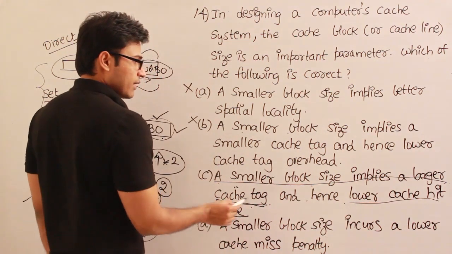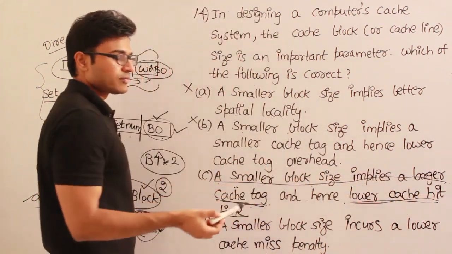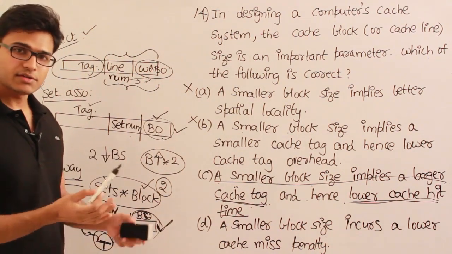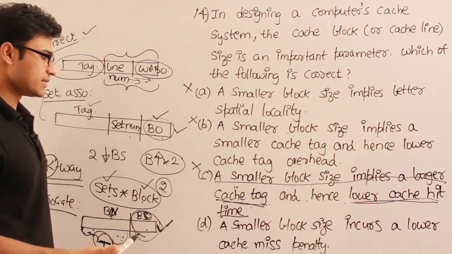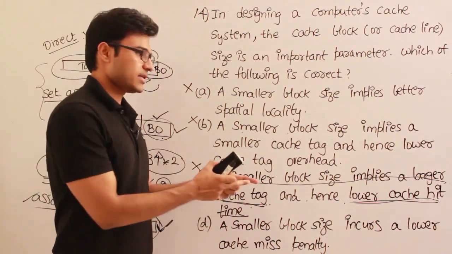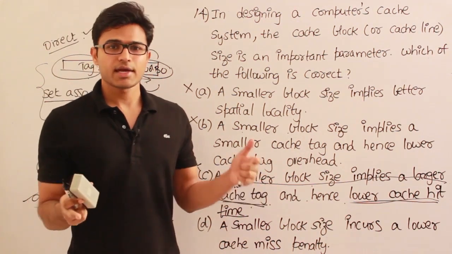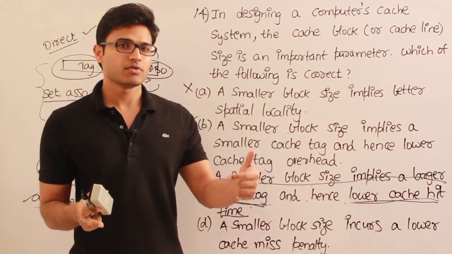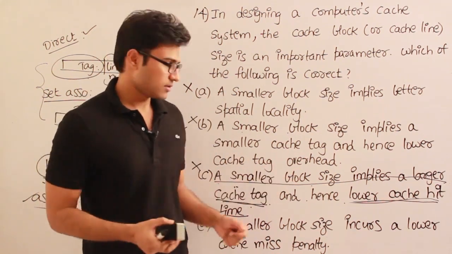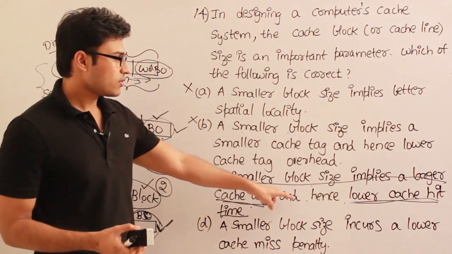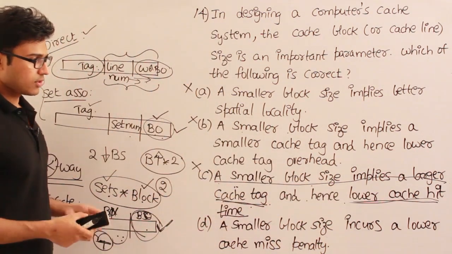It is false. When the cache tag size has increased, then the hit latency will increase because the comparator size is going to increase, right? This is false because whenever you increase the cache tag bits, the comparator size is going to increase, and the comparison is going to take time if the number of bits that have to be compared is larger, right? Therefore, it is not going to lower the cache hit time. In fact, it is going to increase the cache hit time.